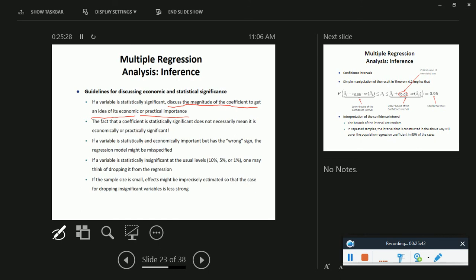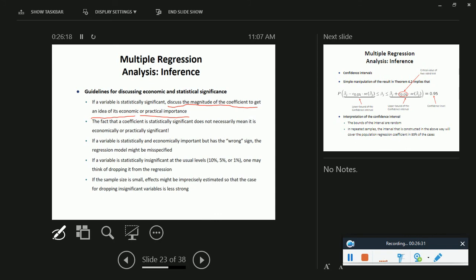Okay. So the fact that a coefficient is statistically significant does not necessarily mean it is economically or practically significant. Just because one of your coefficients is significant does not mean that it is practically or economically significant. So in the first sentence, they are saying that it gives us some idea of economic or practical importance. But in the second sentence, they are saying that just because it's significant, it doesn't mean it is economically or practically significant.